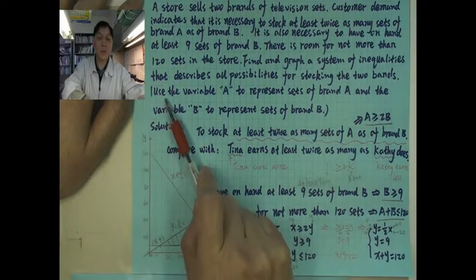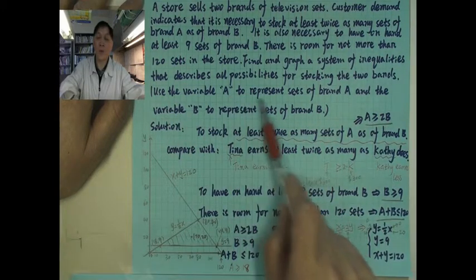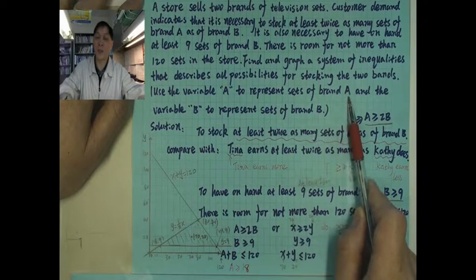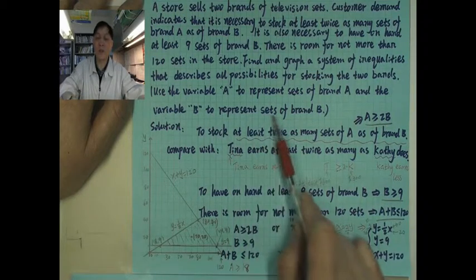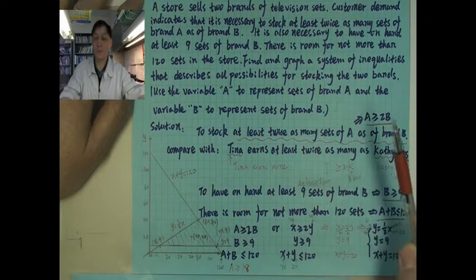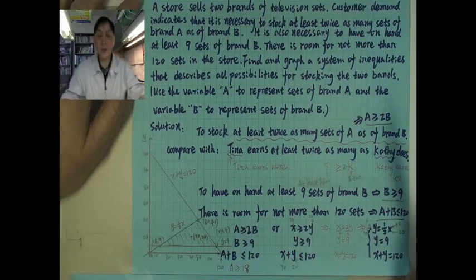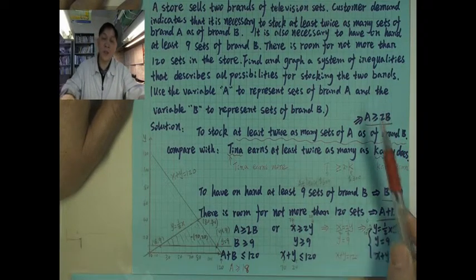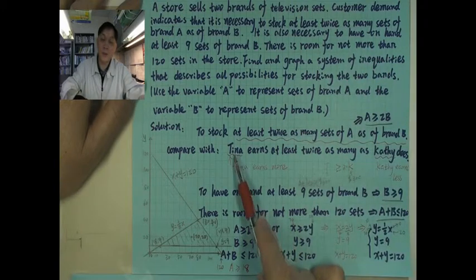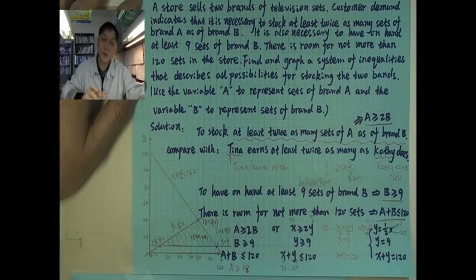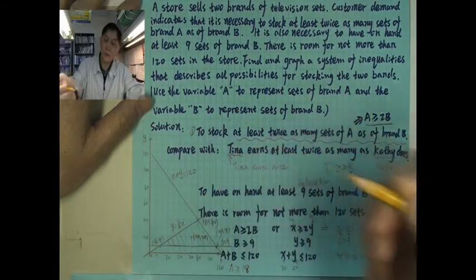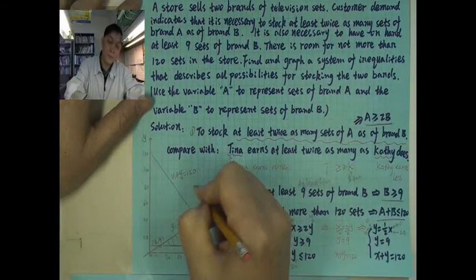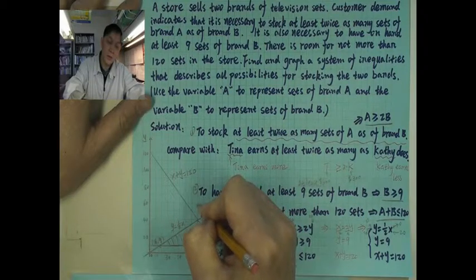And here we use the variable A to represent sets of brand A and variable B to represent sets of brand B. So again, here there are 3 sentences. Okay, we take all those 3 sentences out and write it here. The first one is this one. Second one is this one. And here is the third one.